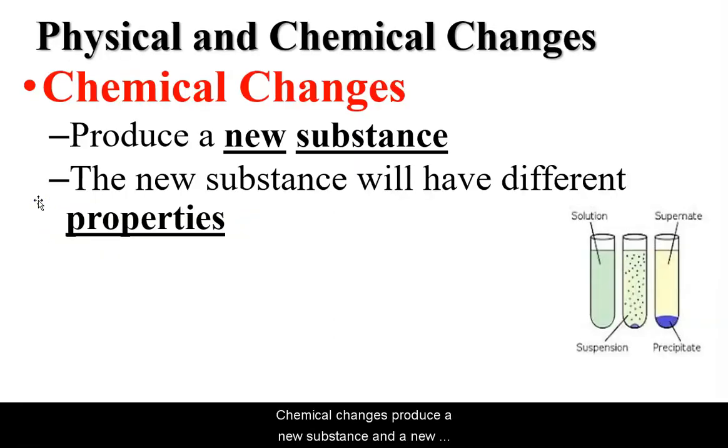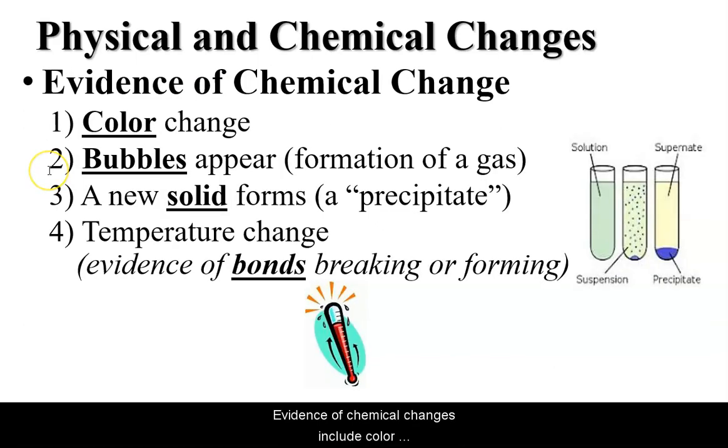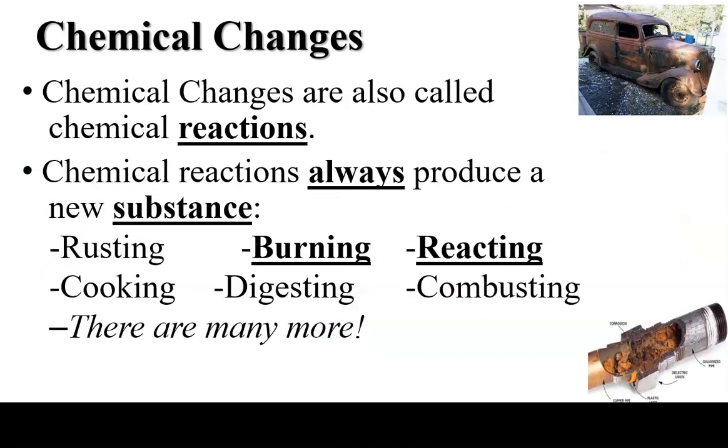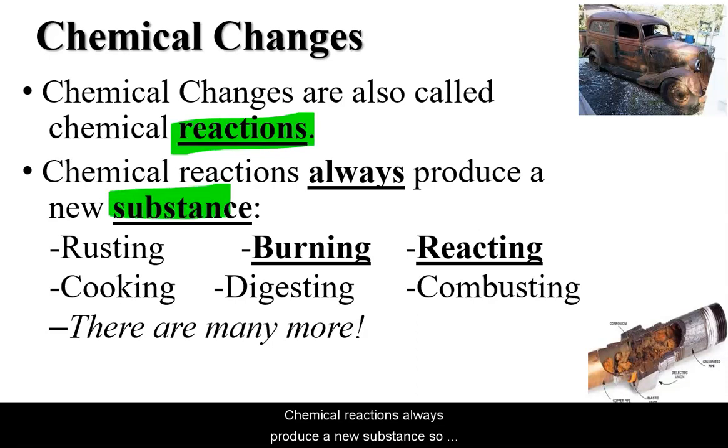Chemical changes produce a new substance, and the new substance will have different properties. Evidence of chemical changes include color change, bubbles, which is the formation of a gas, a new solid forms, which is known as a precipitate, and the temperature can change, which is the evidence of bonds breaking or forming. Chemical changes are also called chemical reactions, and chemical reactions always produce a new substance. This can be done through rusting, burning, reacting, cooking, digesting, combusting, and so many more. It's the fun part of chemistry.